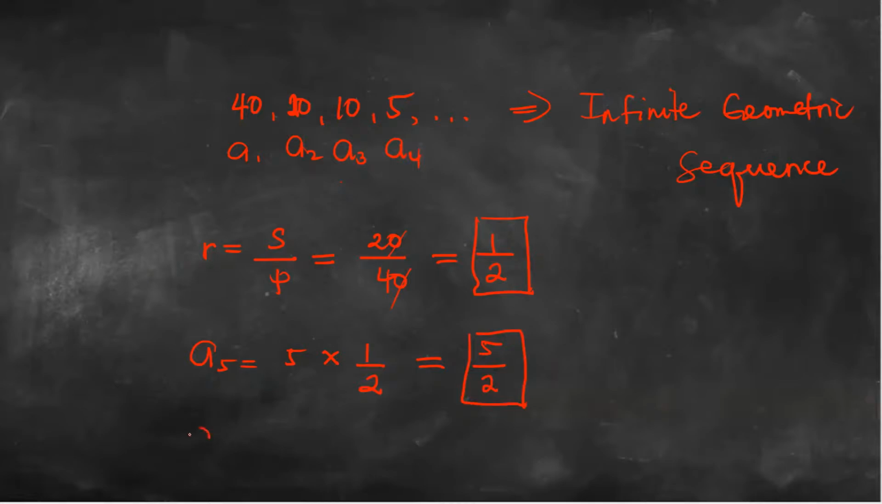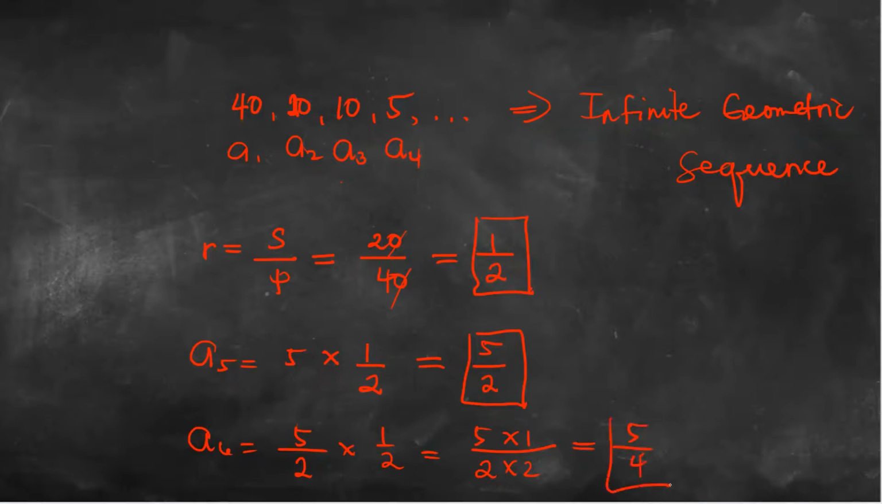If you wish to look for the A sub 6 or the succeeding terms, you will just multiply each time by 1/2. So we have 5 halves, since this is our fifth term, times 1 half. So now we have 5 times 1, and then we have 2 times 2. If we simplify that, we have 5 over 4. So that's how we look for the succeeding term in a geometric sequence. So take a look at the procedure. It's just a simple one.